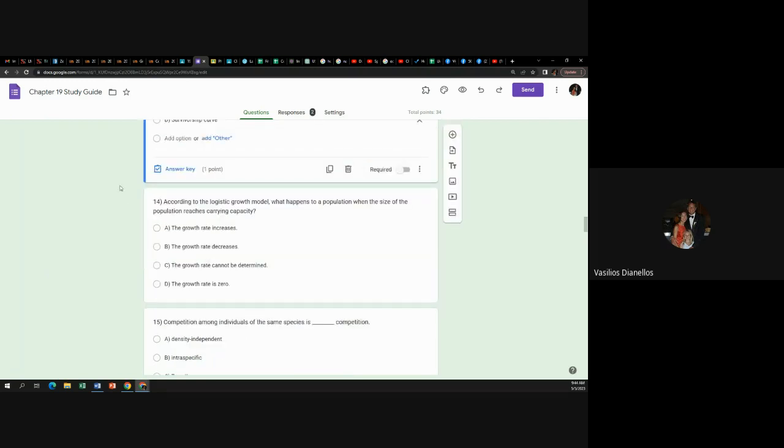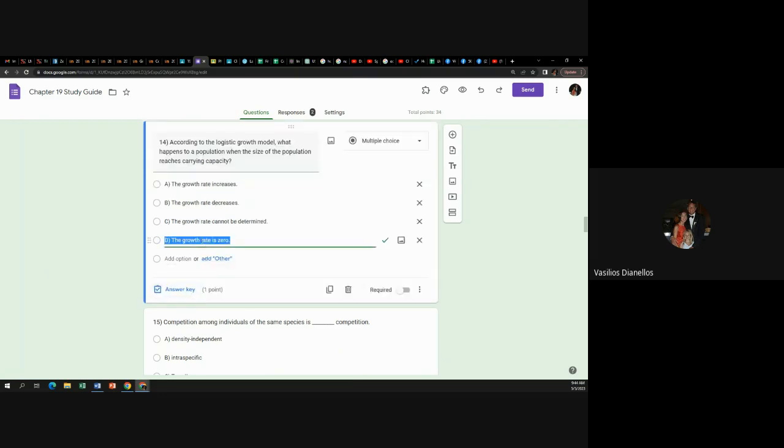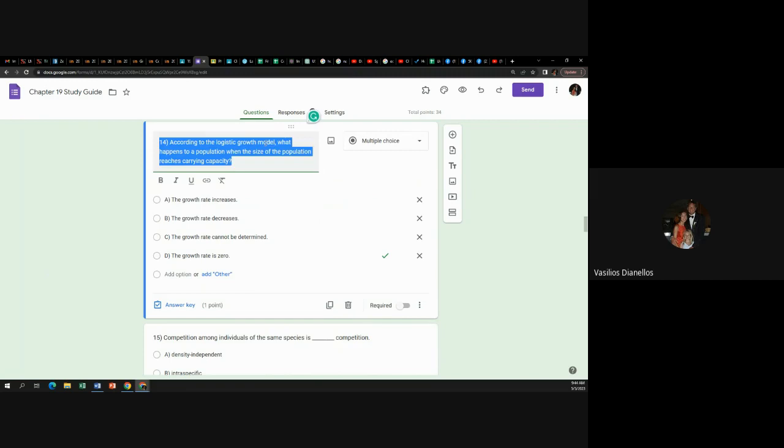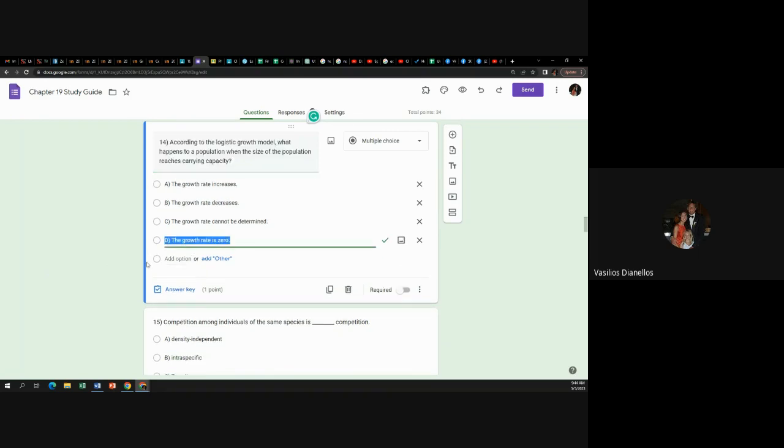All right. According to the logistic growth model, what happens to a population when the size of the population reaches carrying capacity? Well, the growth rate hits zero. Of course, we know in all actuality, because again, we're talking about the model, that's what it's predicted to do. But in all actuality, it fluctuates a little bit above and below the carrying capacity. But generally speaking, the growth rate is zero. Any questions about that?